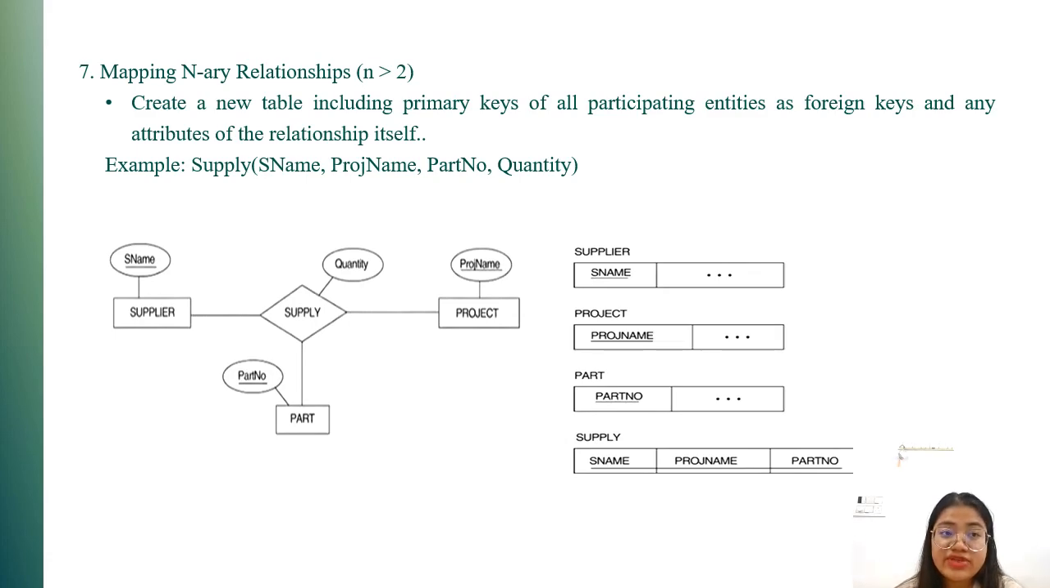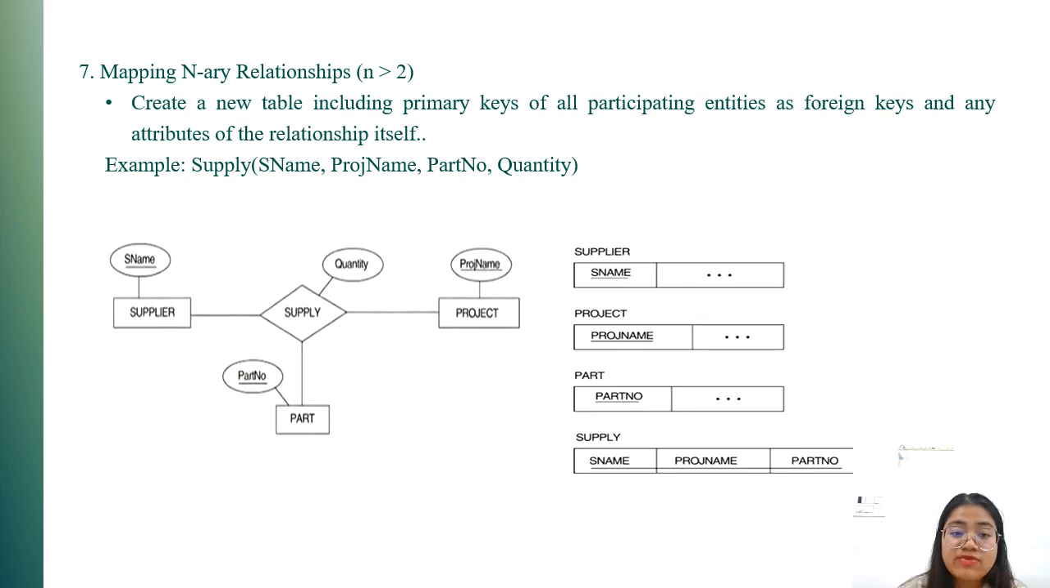Next, we have mapping of n-ary relationship. When we say n-ary relationship, we mean that there are more than two entities in a specific relationship. So here we are going to create tables for each and every entity, which include their own primary key, and then we are going to create a table for the relationship. This relationship table is going to have all the primary keys of all the entities. If the relationship has an attribute, we are going to add that as an attribute of the relationship itself.